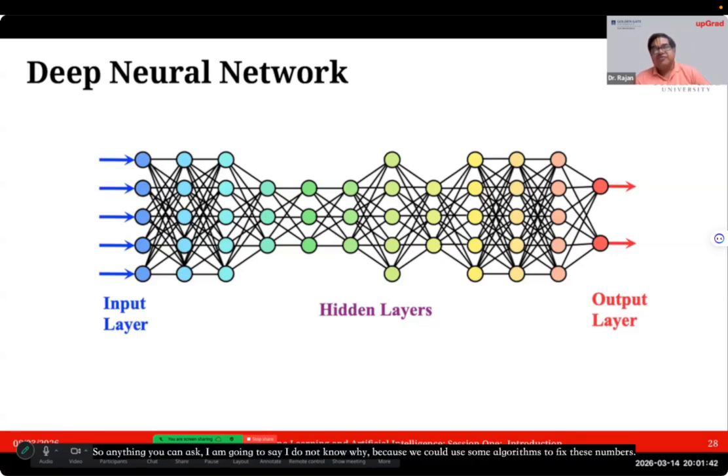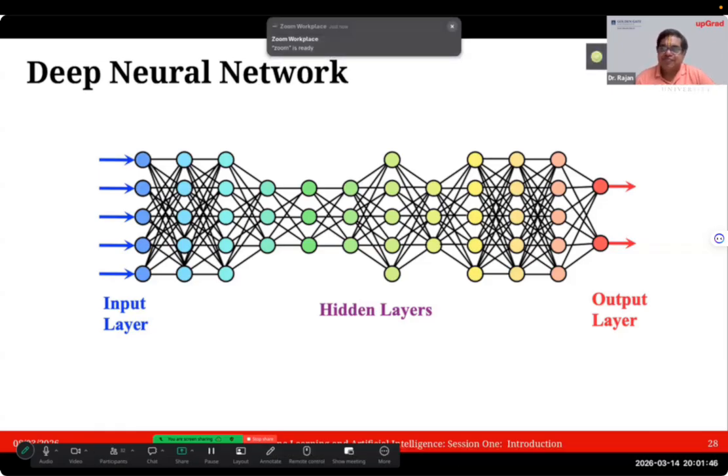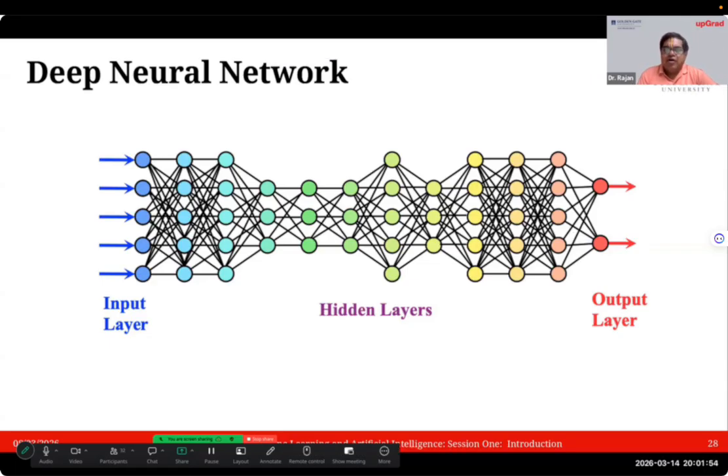Why? Because we could use some algorithms to fix these numbers. How many layers should be there? How many neurons should be there in each layer? What kind of connection should we have? Connections seem to be flowing only forward. Can they flow backward? Maybe they can. All these different things define different types of neural networks.